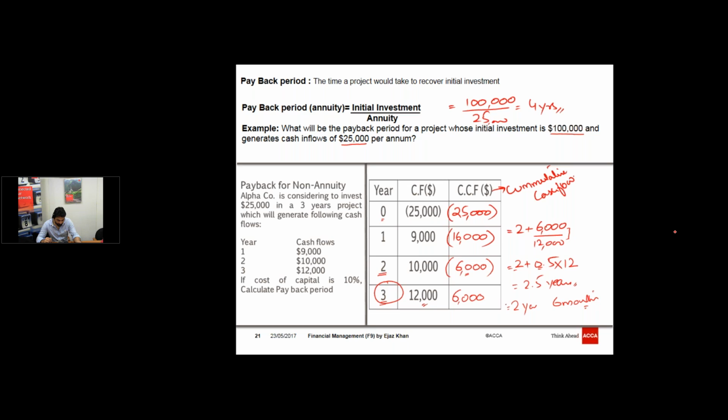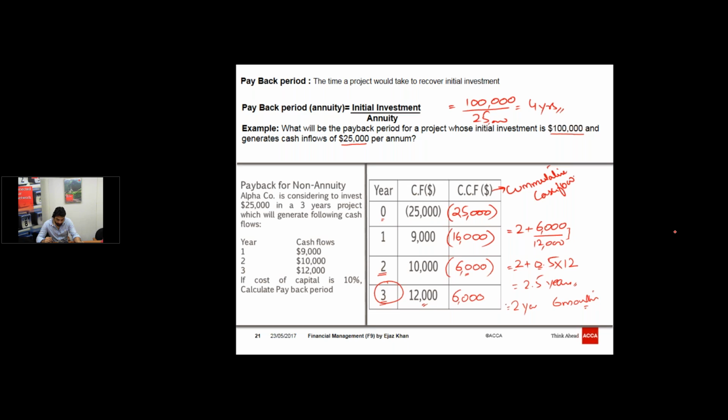During these 2.5 years, we are supposed to pay dividends and interest as well. And that should also be covered from the project. So this payback period has ignored this thing. So we can say that one of the limitations of the payback period is that it ignores time value of money. So we will consider it later on, I will tell you. So this is the first drawback of this payback period.